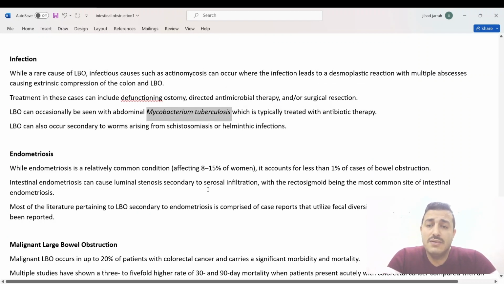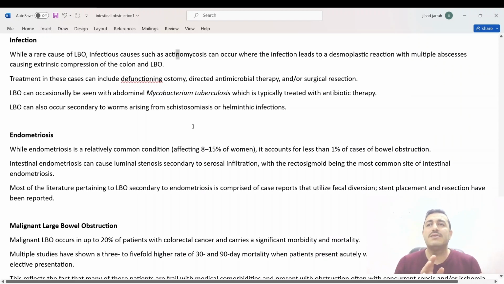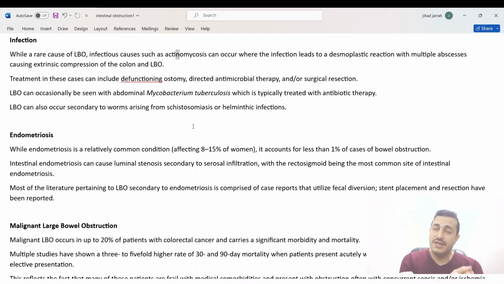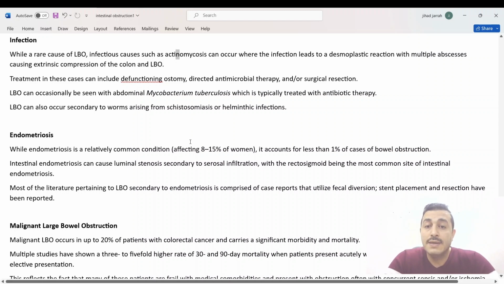stenosis and even obstruction. Also, actinomycosis can lead to multiple abscesses and lead to extrinsic compression of the colon. And the treatment is either antibiotics, abscess drainage, internal drainage, or laparotomy, or resection and anastomosis, or resection and stoma. This is individualized. Other infectious causes are schistosomiasis and helminthic infection, worms.